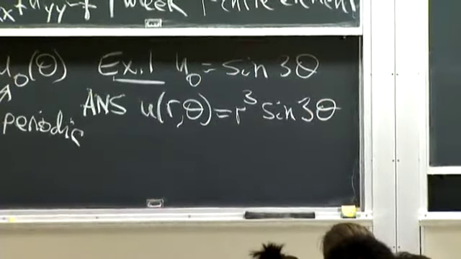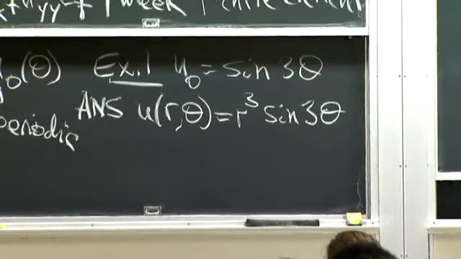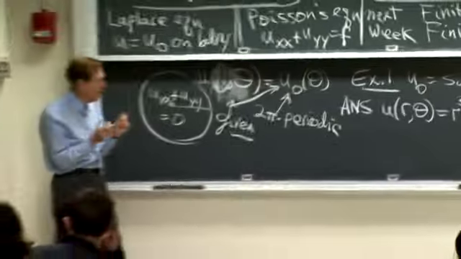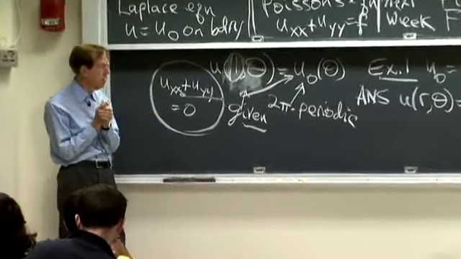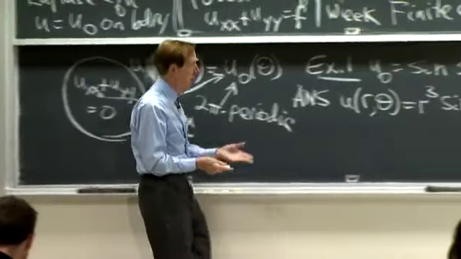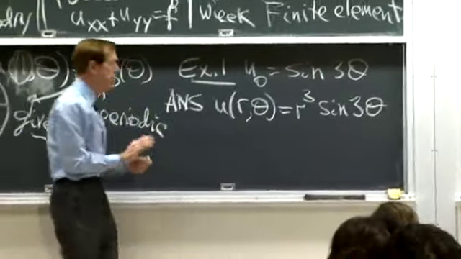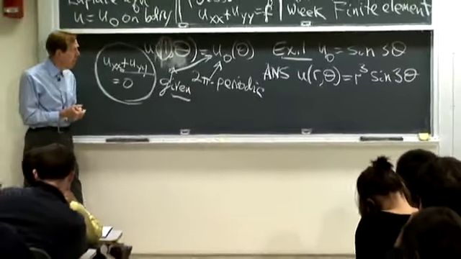That solves Laplace's equation. We checked it out. It's the imaginary part of x plus iy cubed. We could write it in x and y coordinates if we wanted, but we don't want to. And it matches when r is 1. It gives us sine 3 theta. That's it. Okay.